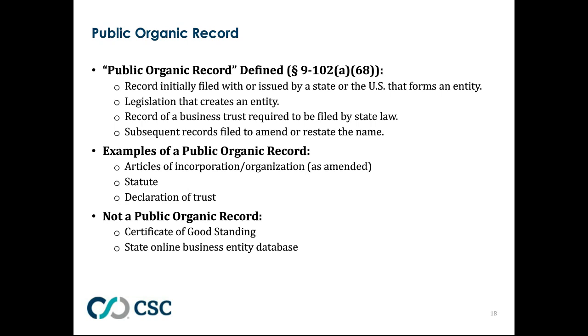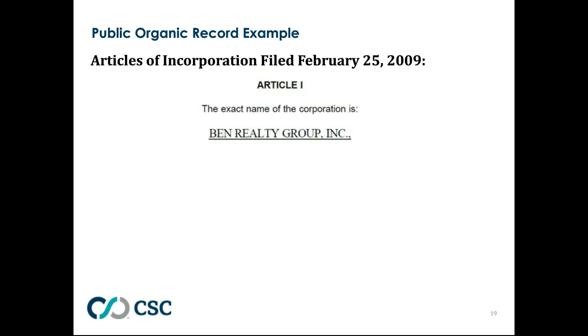There are some things that are not public organic records that are sometimes mistaken for them and used as the source of a debtor name. These include a certificate of good standing or the state's online business entity database. Unfortunately, these are not records that can be relied upon because they may not match the name set forth in the actual public organic record. And there can be deviations. In fact, there are frequently deviations there.